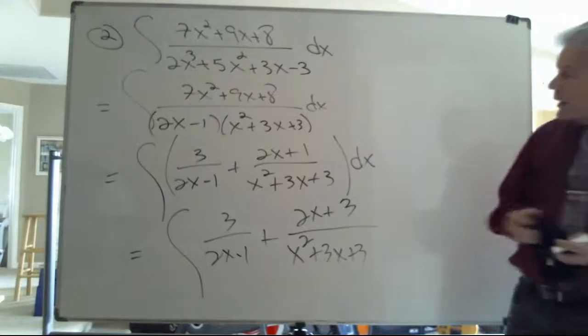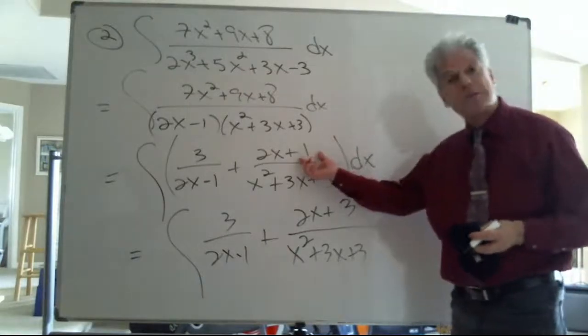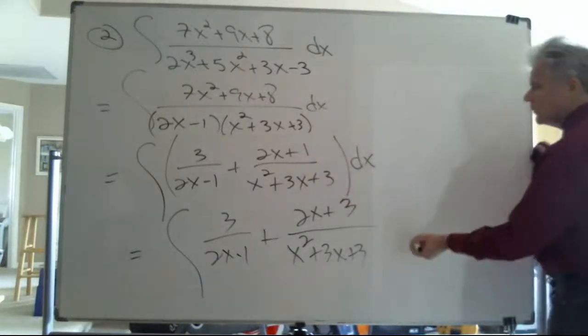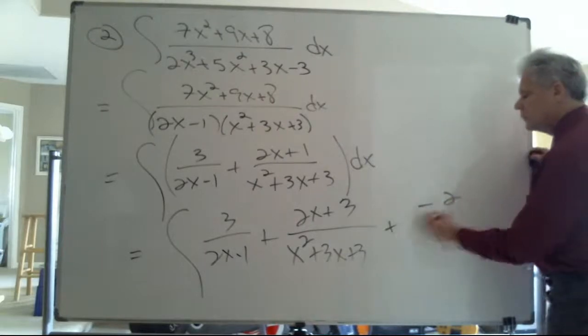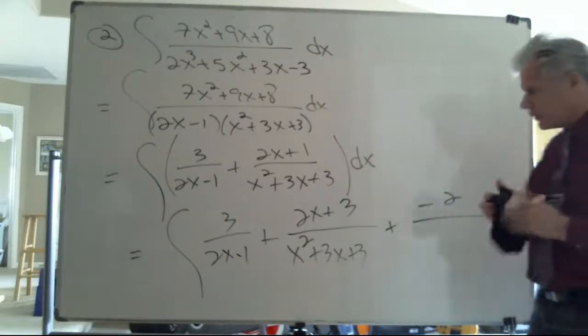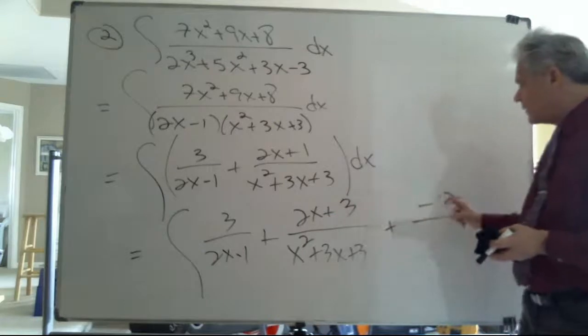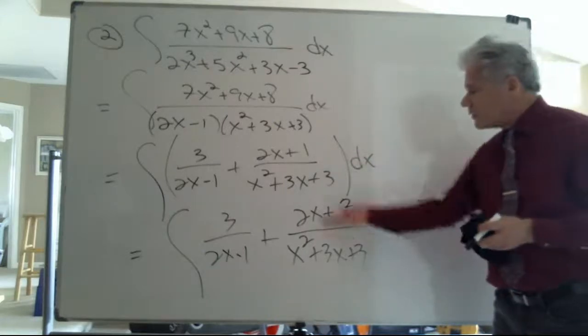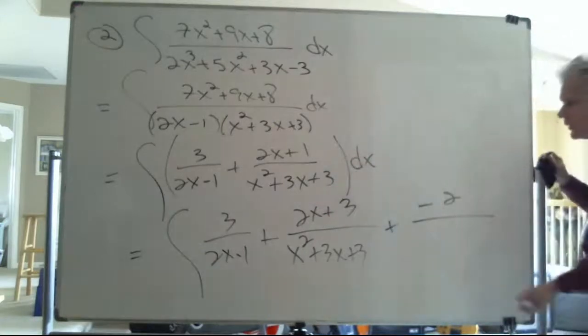That's not legal. I added 3 to this numerator. I better compensate and subtract 3 from that numerator. You can double check my arithmetic. This plus this plus this is what I started with. Massaging that denominator a little bit by completing the square.